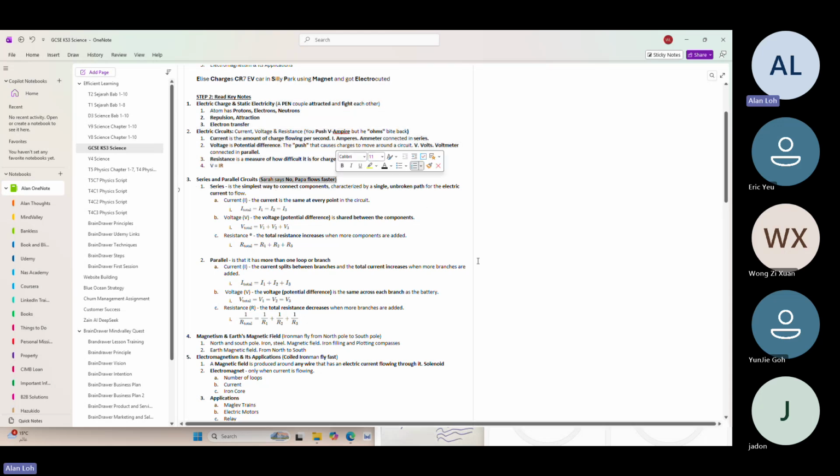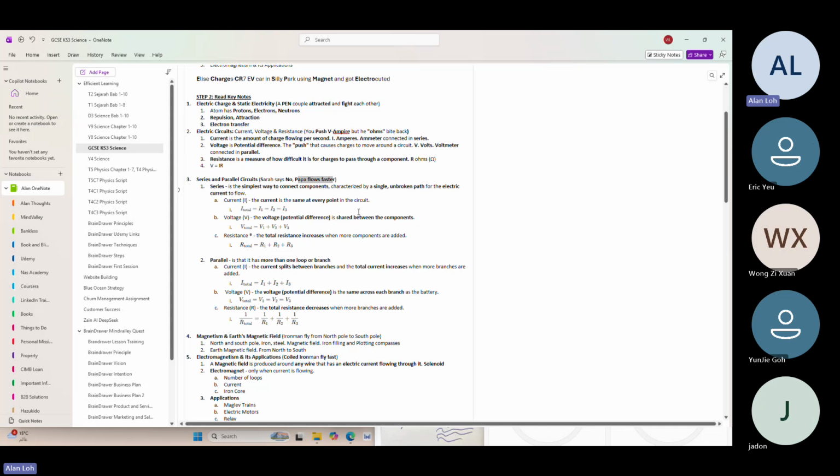The story is Sarah says no. Papa flows faster. Sarah is Eric's mommy and also Xuan's mommy, I think. Xuan, your mommy's name is Sarah, right? Okay, because I don't call her Sarah. I call her by her Chinese name. So, Sarah says no. Papa flows faster. So your mommy says no for Eric and Xuan's case. And then your papa flows faster.